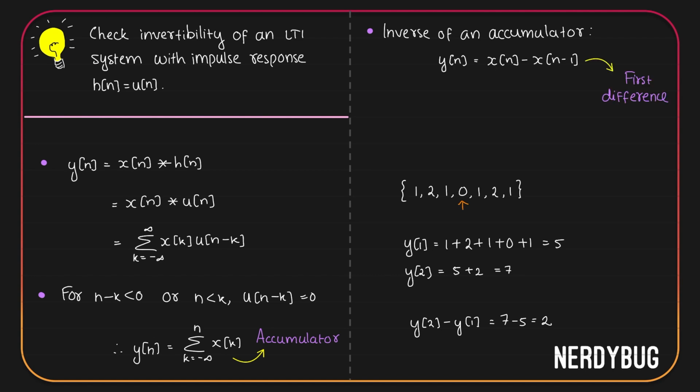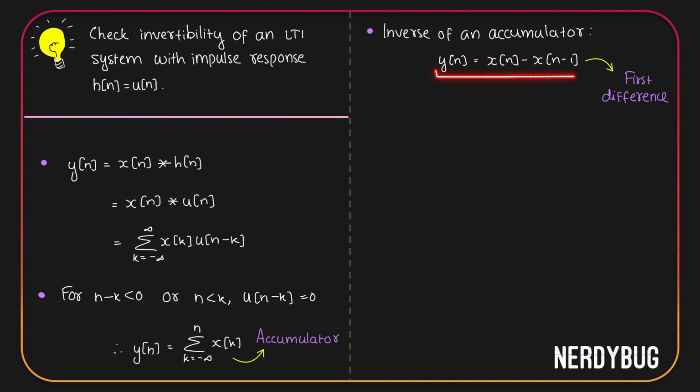We have learned it before. Now, this is when you're giving an input x of n. If you give an input delta of n, what will be y of n? You will get delta of n minus delta of n minus 1. But what do we call that output? Impulse response or h of n. So, impulse response of the inverse h dash of n will be delta of n minus delta of n minus 1. But we have to verify if these two are truly inverses of each other.